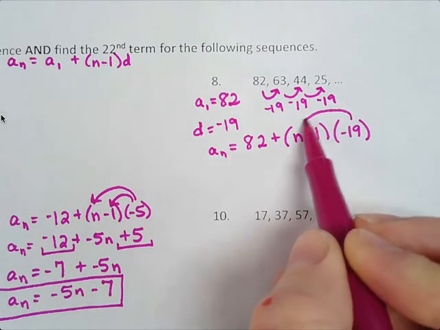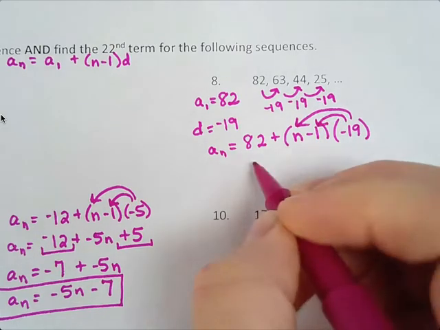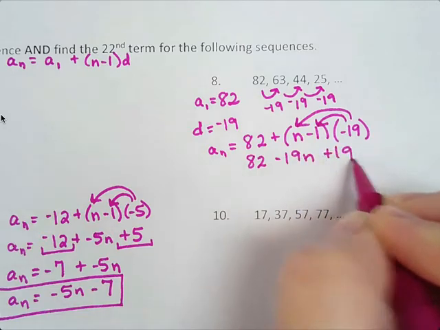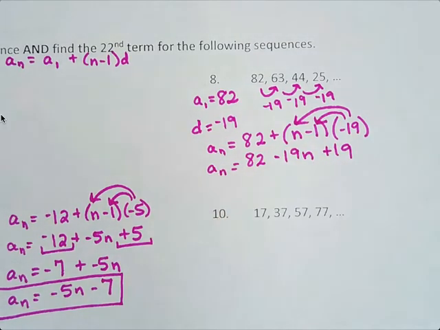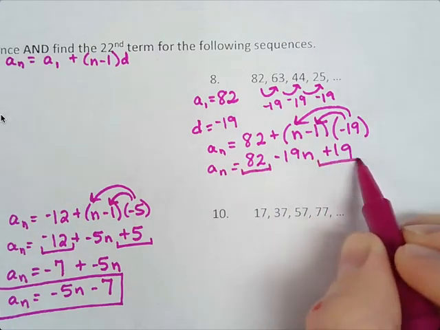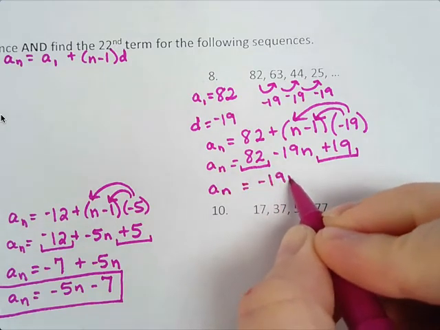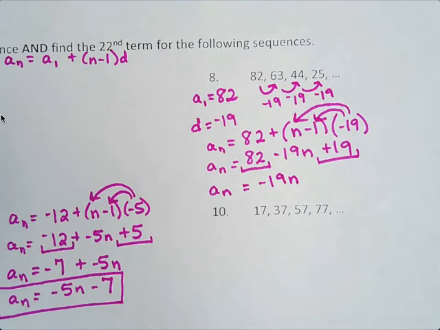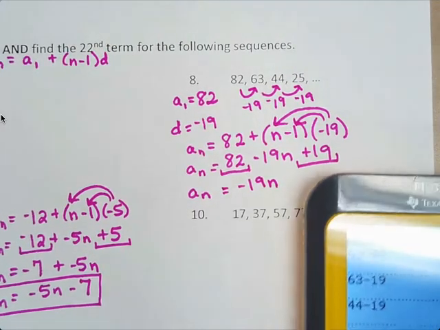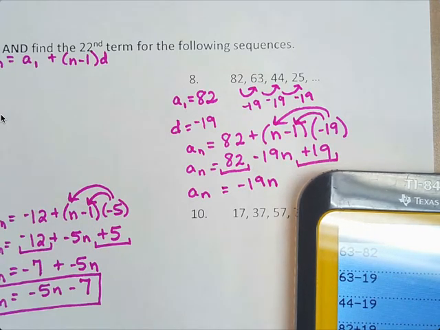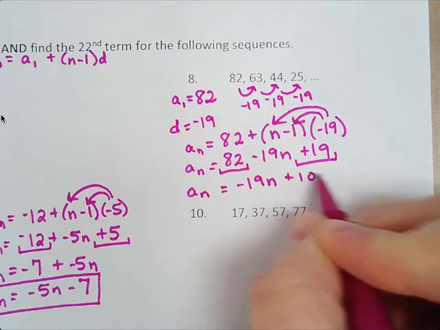And so that means we need to distribute the negative 19. 82 minus 19n plus 19. Combine your like terms. I like to put the variable first, the variable term first. And then we have 82 plus 19. 101, right? So plus 101.